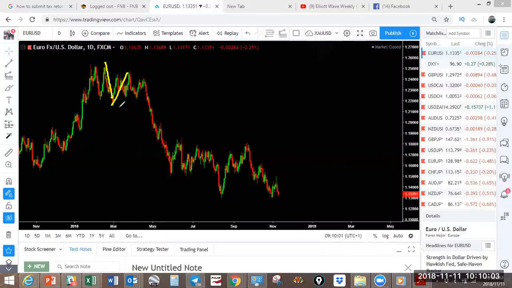Right, so we're looking at the impulsive move down, then the corrective move. And internally, we've got an internal structure.